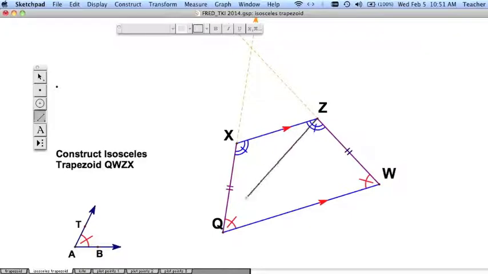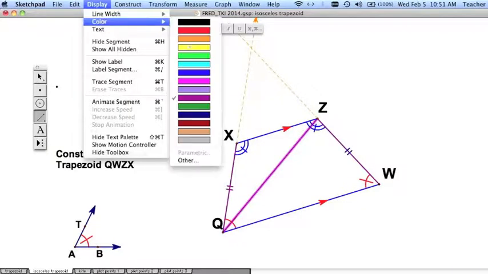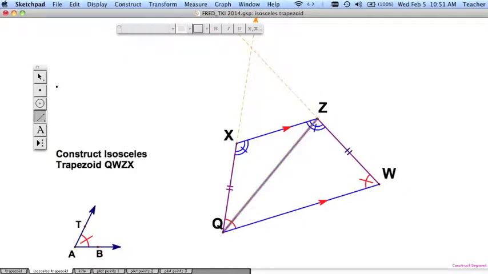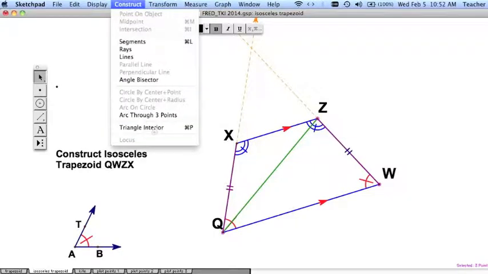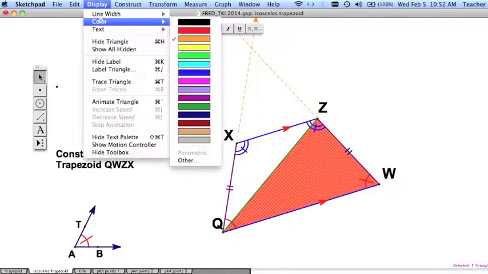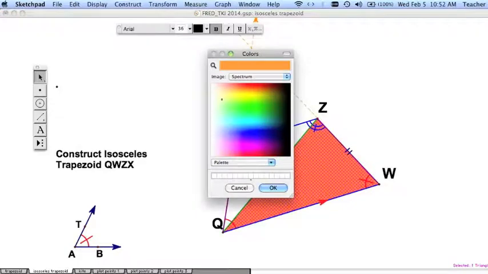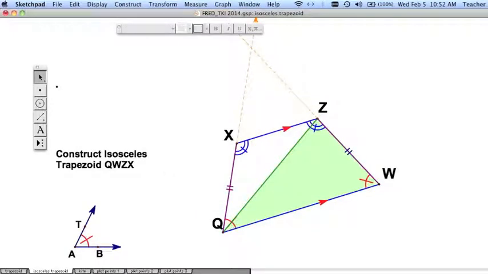And I want you to draw on a diagonal. I'm going to make mine green because I feel like it. And I want you to click on or construct a triangle here. And it's got to be very lightly shaded. That's too much. Just draw a diagonal.